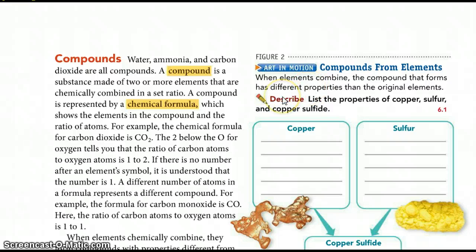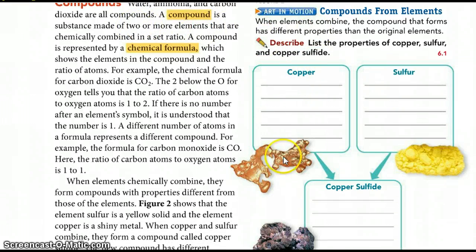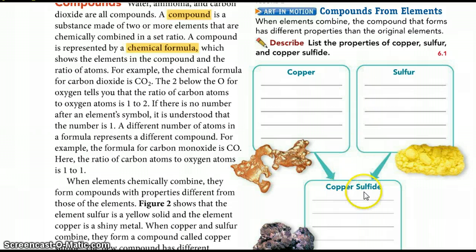Now, we can form compounds by combining two or more elements or even molecules together. In this case, we have copper, which would look like this. You've seen copper pipes. And sulfur, which is this yellow stinky stuff. When you put those two together, we form a compound of copper sulfide. Okay?